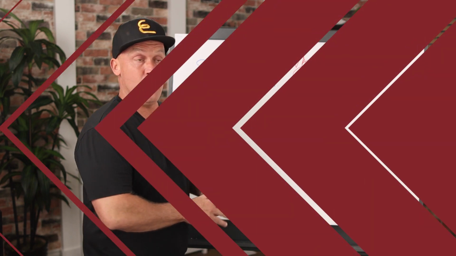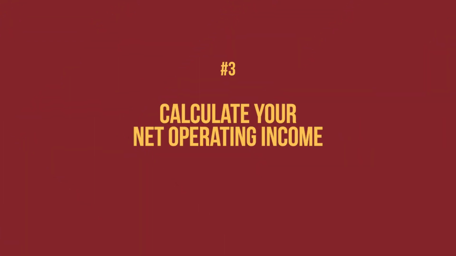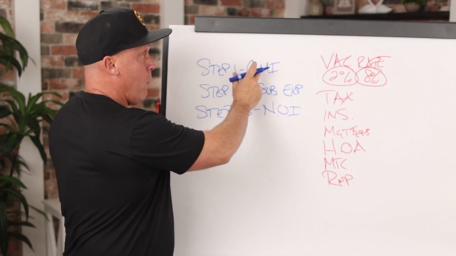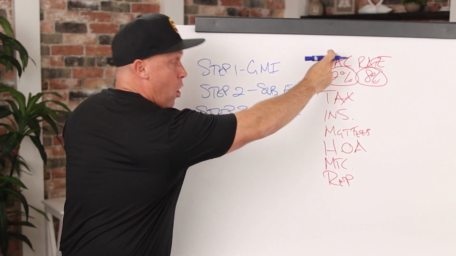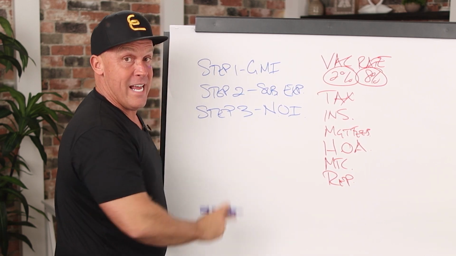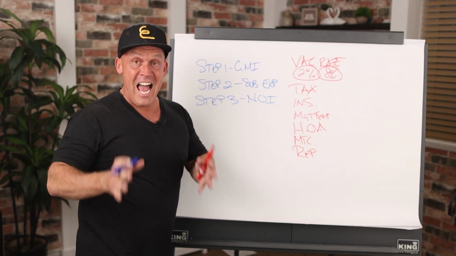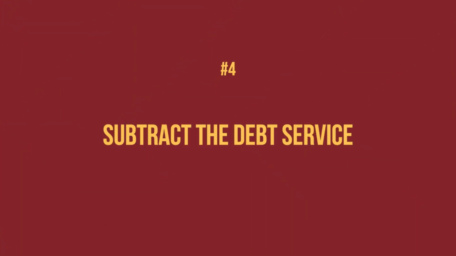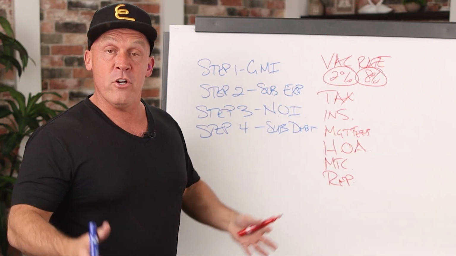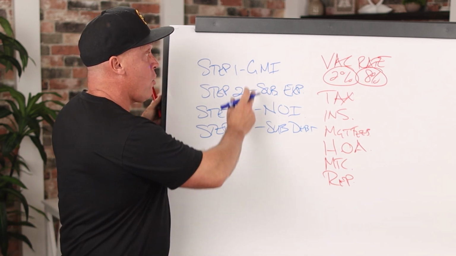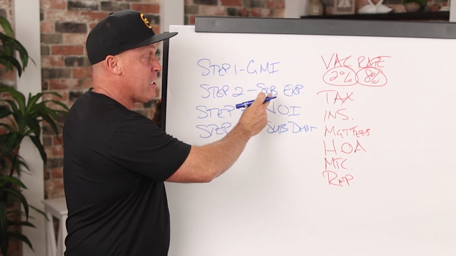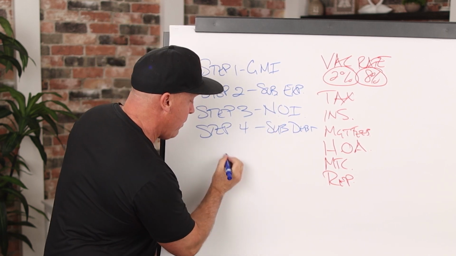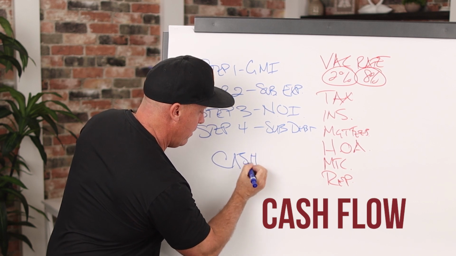Now, step 3, you want to calculate your net operating income. And your net operating income is what you get as a result of taking your gross monthly income and subtracting all of your expenses. That gives you the net operating income. Now, to get to your actual true cash flow number, step 4 is to subtract the debt service. So to get to your true cash flow number, you're gonna take your gross monthly income, subtract your expenses, that gives you your NOI. Then you subtract your debt service, and that will give you your cash flow.